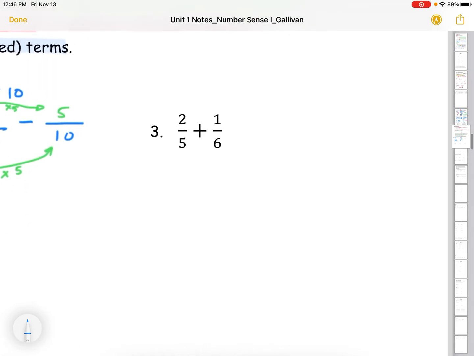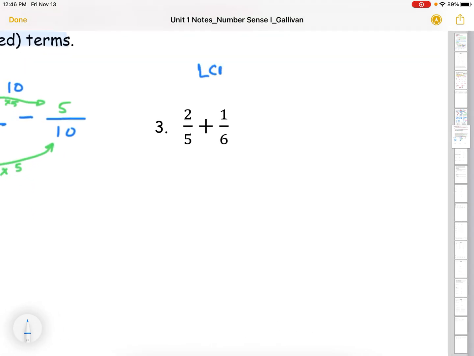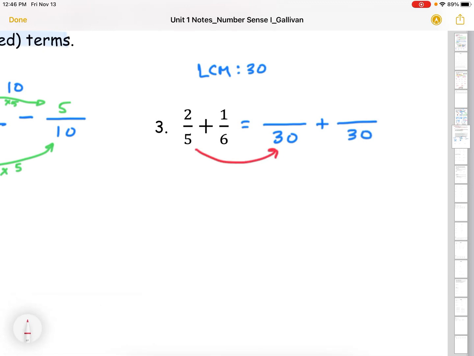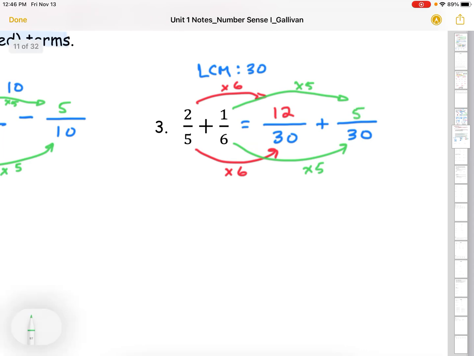Okay, here we have another example of unlike. So our lowest common multiple of 5 and 6 is 30. Okay, so equivalent fractions, I'm going to put them both over 30. I multiplied 5 by 6, so I have to multiply 2 by 6. 2 times 6 is 12. I multiplied 6 by 5, so I multiply 1 by 5, and I get 5.